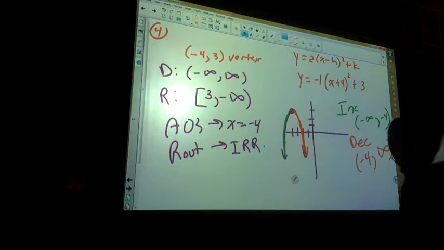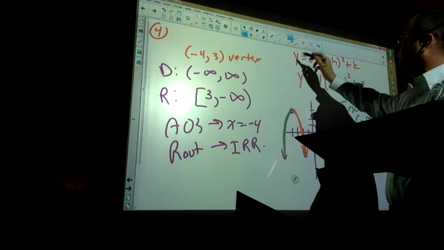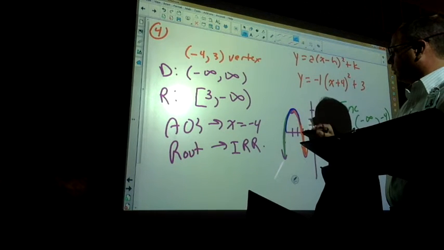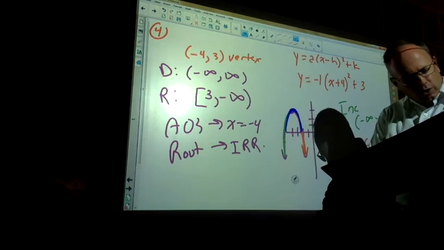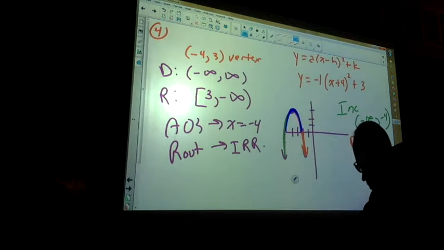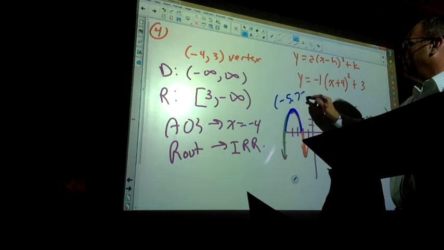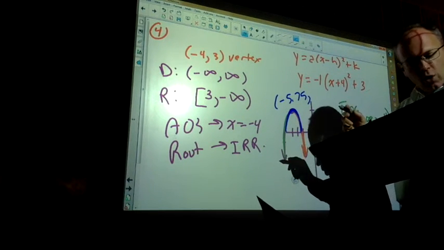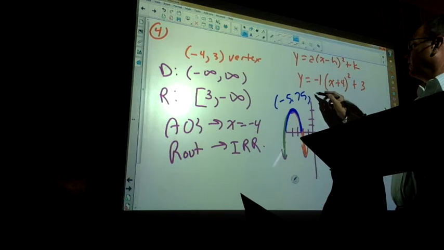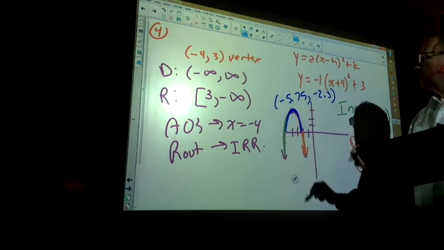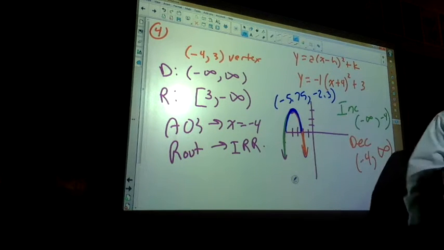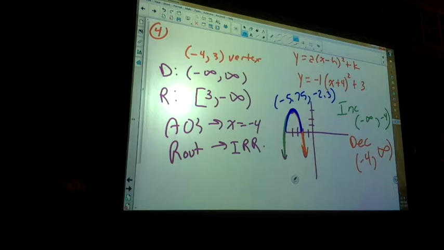Where is it positive? That's a good call. It's positive in this region right here. So let's do the best we can. It appears it is positive from about -5.75 to about -2.3. Is it fine if I just said about -2? If you got pretty close to that, I'd be pretty fine with it. So that's where it's positive.